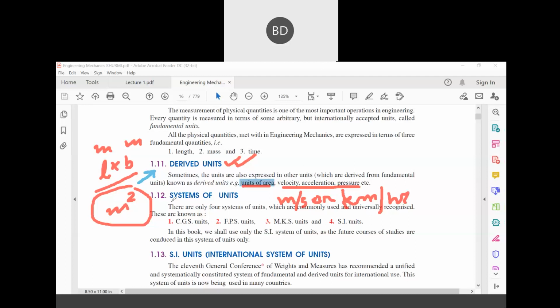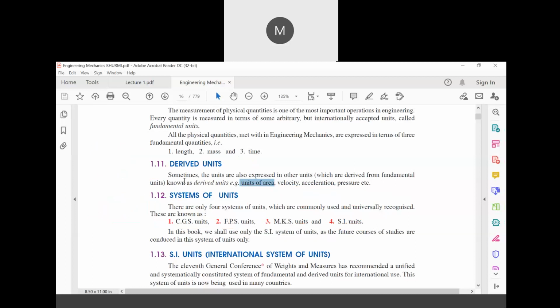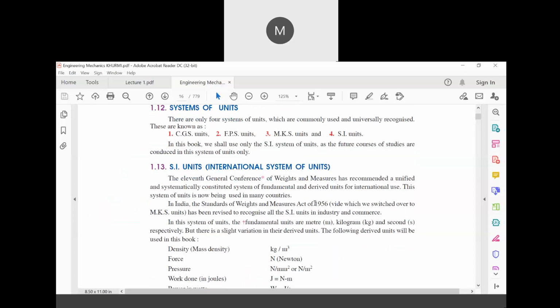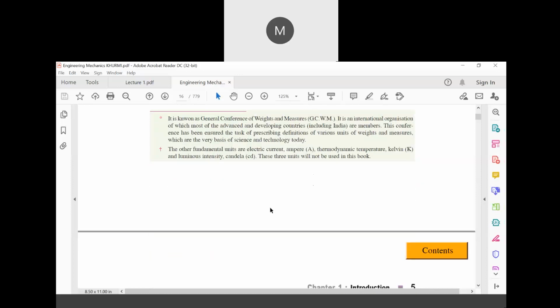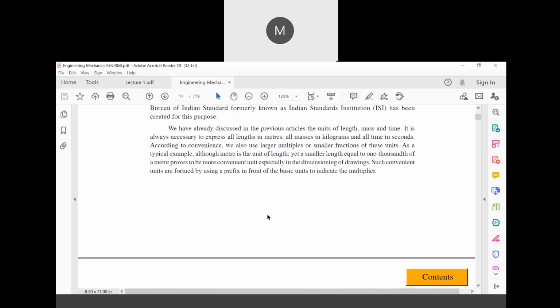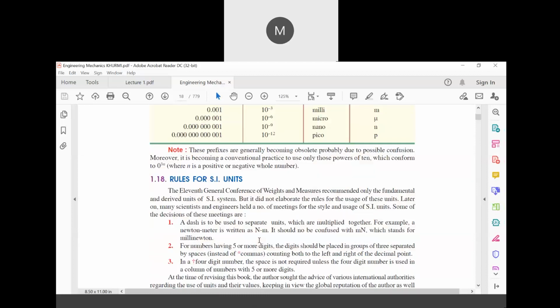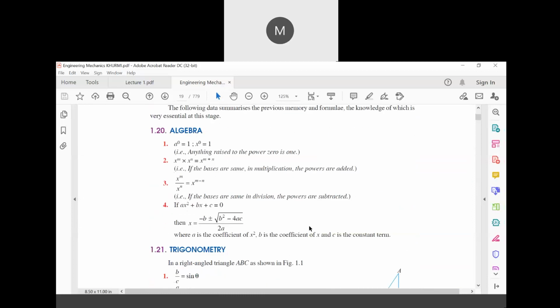Yes, sir. There are different systems of units: CGS, FPS, MKS, and SI. In this book, SI units are followed, and basically SI units are always followed. SI stands for Système International. These are the SI unit formulas and derivations. We will discuss this in detail, because you all know, I think, what is an SI unit and what the different SI units are.